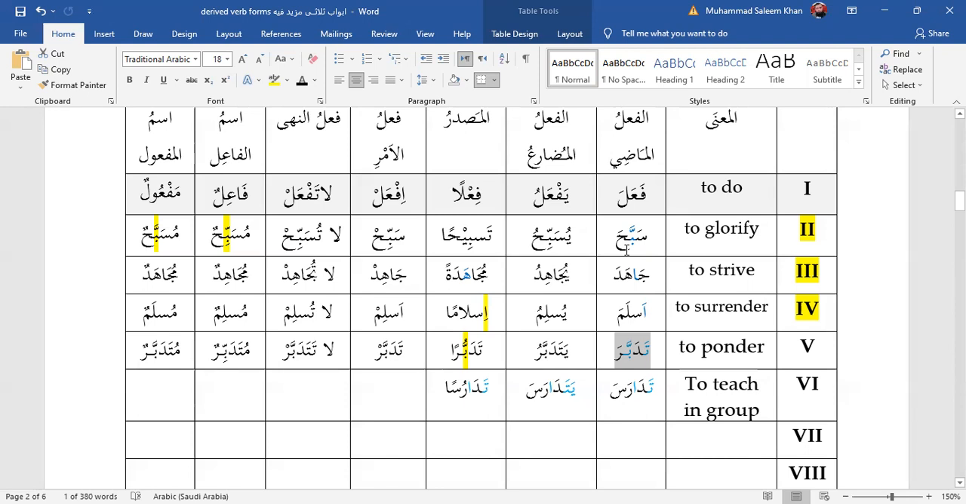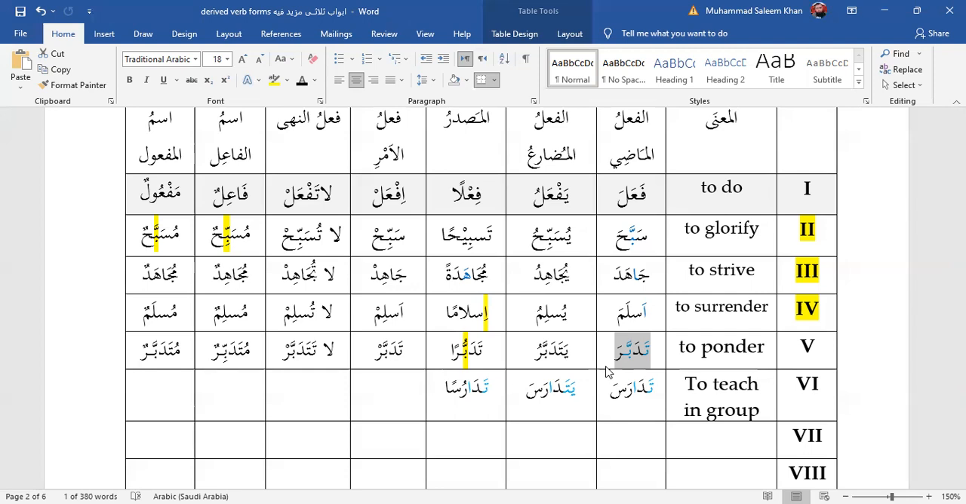Number five, the difference is that the doer has to put in extra effort to do things by himself. Like tadabbur, like tadhakkur, like tafakkur, like tazawwuj. So everything where the person has to put in effort to do something by himself. So basically, number five is the reflexive of number two. In number two, you cause someone to do something, whereas in five, we do it ourselves by putting in some extra effort.